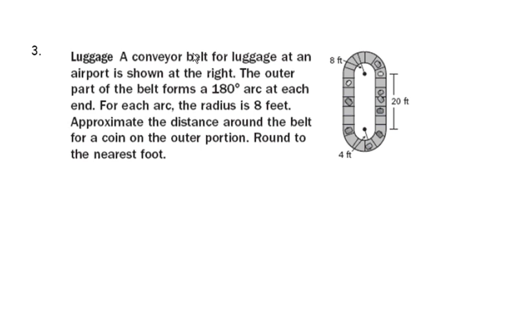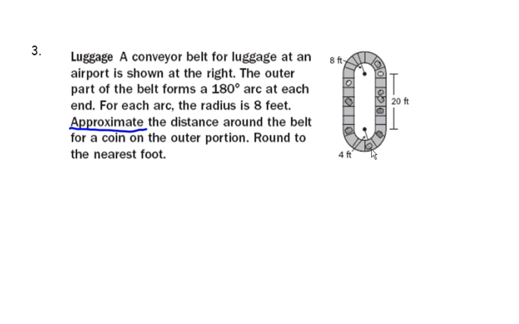Let's do a word problem. We've got a conveyor belt for luggage at an airport is shown at the right. The outer part of the belt forms a 180-degree arc at each end. For each arc, the radius is 8 feet. Approximate, so there's that word, approximate the distance around the belt for a coin on the outer portion.